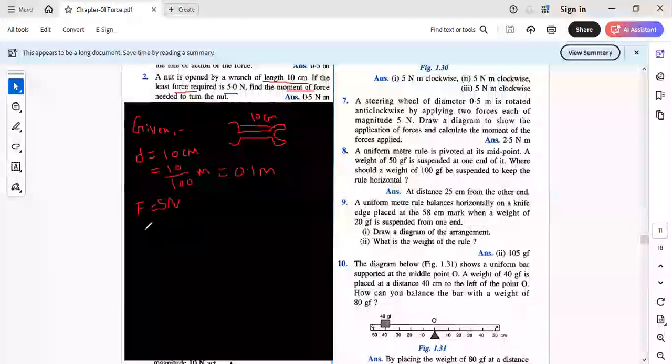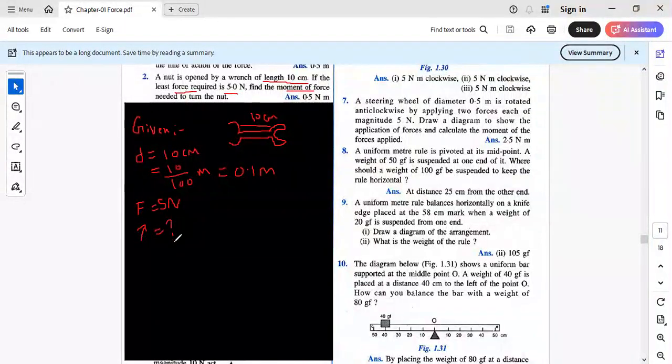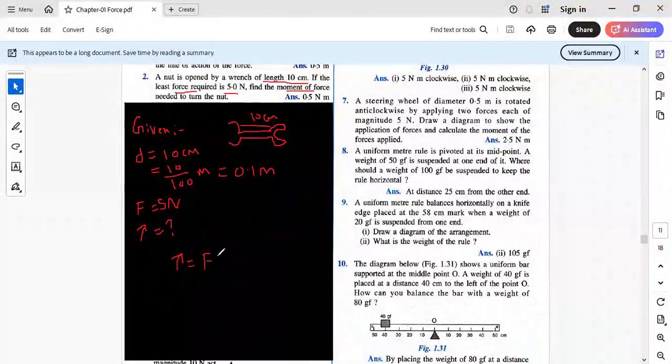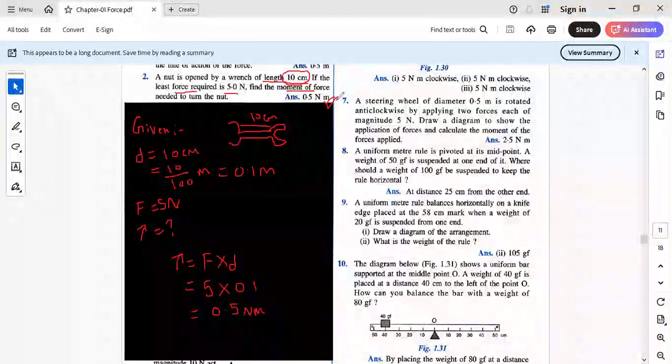So we know the question is asking us to find the moment of force. So we have to write the formula. What is the formula? Moment of force equals force into perpendicular distance, which is the distance from one end to the other end. Force available is 5 Newton, the distance we got is 0.1 meter, and when we multiply we get the answer as 0.5 Newton meter. Usually students forget to do the conversion, and that's where they go wrong. As per the answer key, the answer is 0.5 Newton meter, and that's what we got. Let's move to the next question.